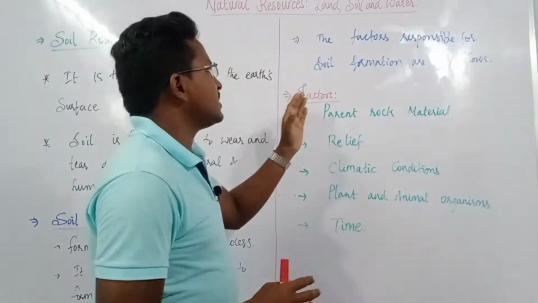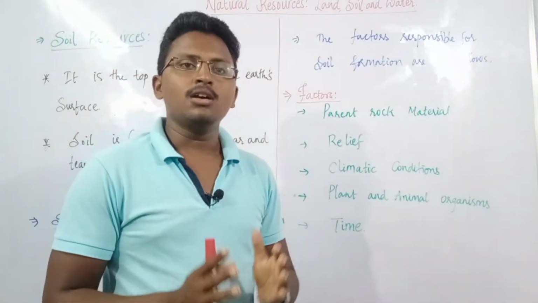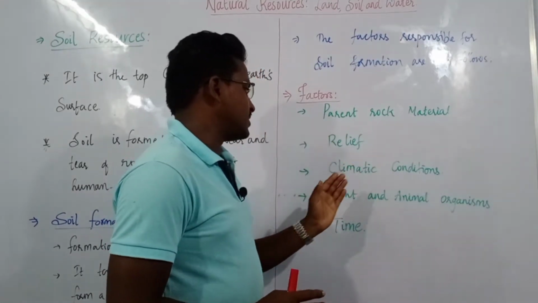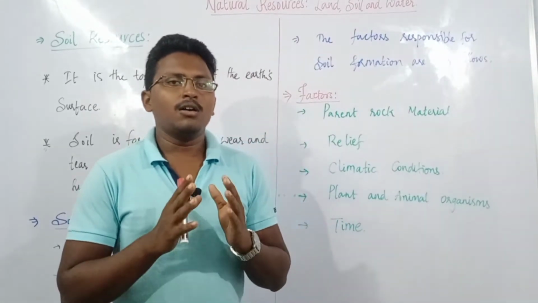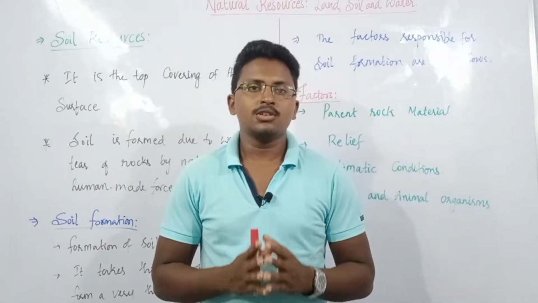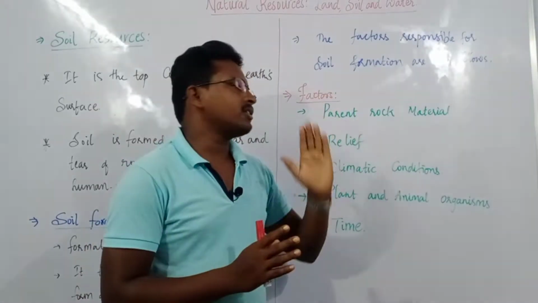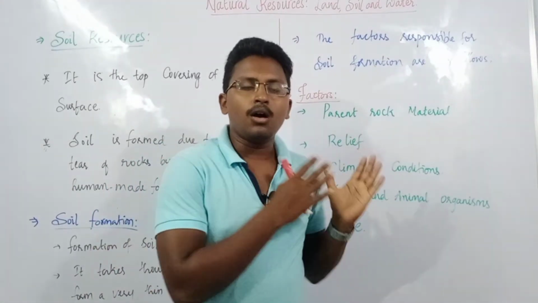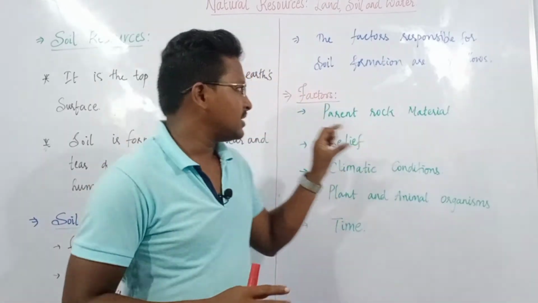Then what are the factors that are responsible for the formation of soil? The main factors are parent rock material, relief, climatic conditions, plant and animal organisms, as well as time. These are the very important factors responsible for the formation of this soil resource. In detail we will discuss how parent rock, relief, climatic conditions, plant and animal organisms, as well as time, are responsible for the formation of soil. So let us discuss each and every factor.